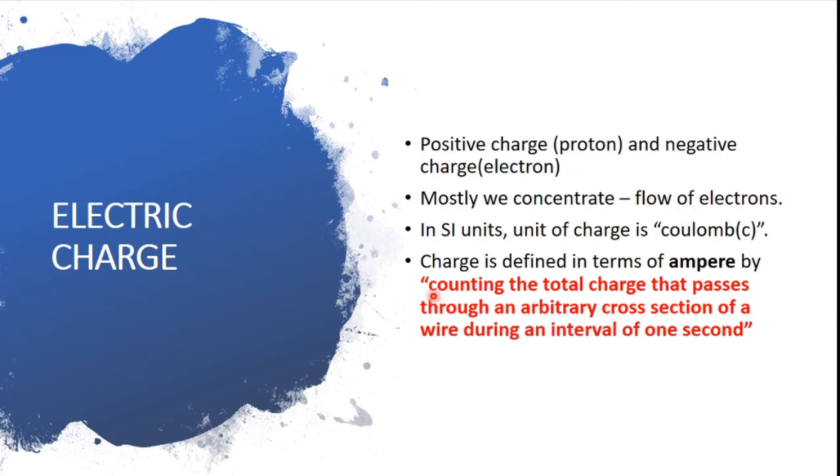And we define charge in terms of current. So it is counting the total charge that passes through an arbitrary cross section of a wire during an interval of 1 second. This means taking a 1 second duration, in a particular area, how much charge is going to cross, how many electrons are going to cross that particular area. That is how we define the term charge.